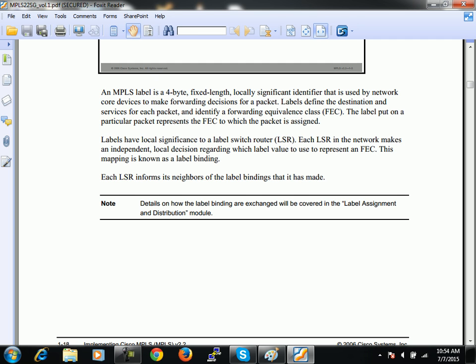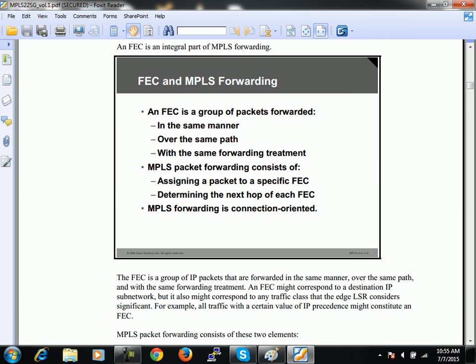Each LSR in the network makes an independent local decision regarding which label value to use to represent an FEC. I mean, to represent your prefix, right? Fine. An FEC is a group of packets forwarded in the same manner over the same path. Have you understood it now?